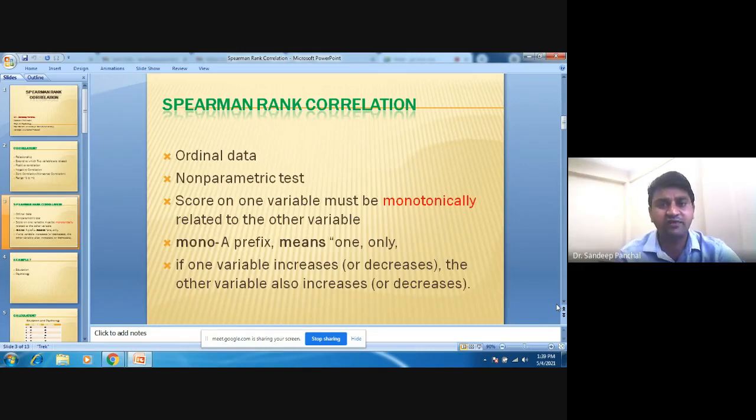The first requirement is that data should be in the form of order, or it can be classificatory or nominal. Second, it is a non-parametric test. Third, the variable scores must be monotonically related.